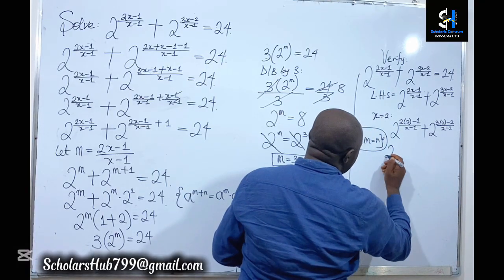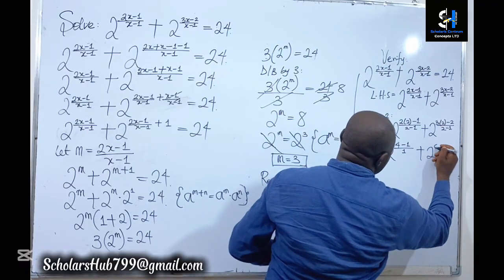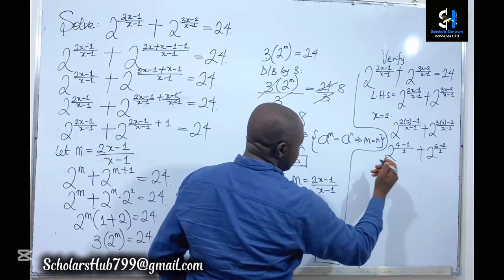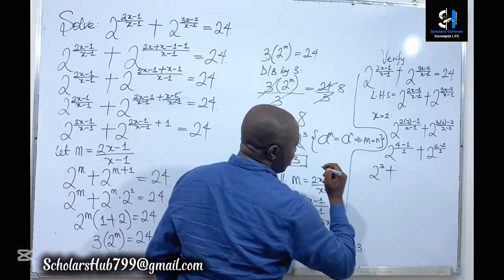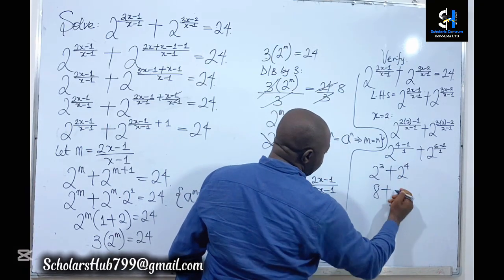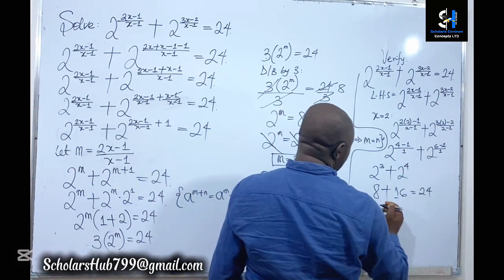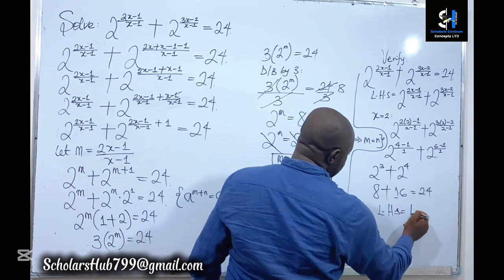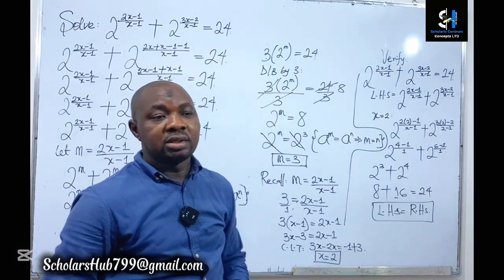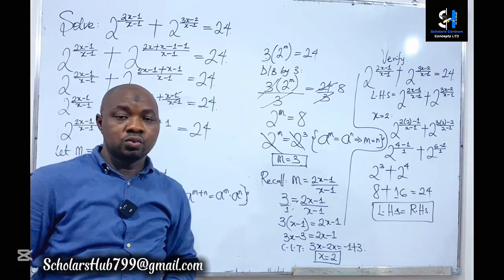2 times 2, that's 4. So this will be 2 raised to the power of (4 minus 1) over 1, plus 2 raised to the power of (3 times 2 is 6). So 6 minus 2, then over 1. So in this case, 4 minus 1 is 3. So we have 2 raised to the power of 3, and this will be 2 raised to the power of 4. 2 raised to the power of 3 is 8. 2 raised to the power of 4 is 16. 16 plus 8, that is 24. Which means that the left hand side is equivalent to the right hand side. And like I said, the value of x which satisfies the exponential equation is 2. Bye-bye.